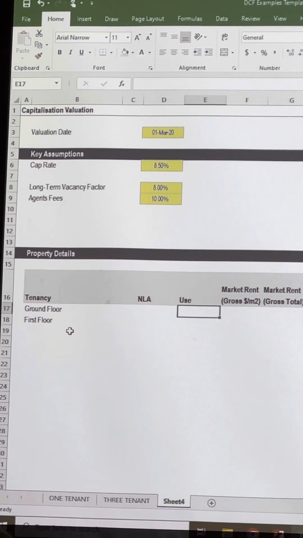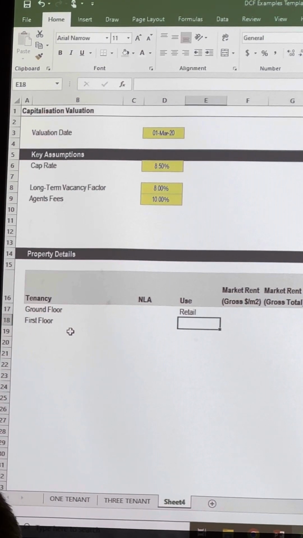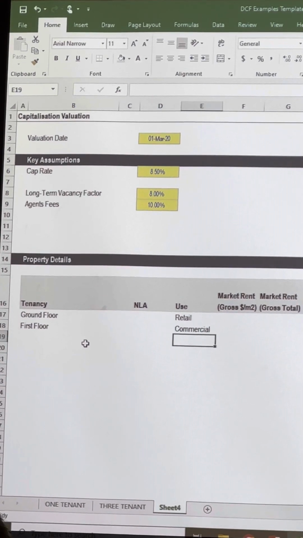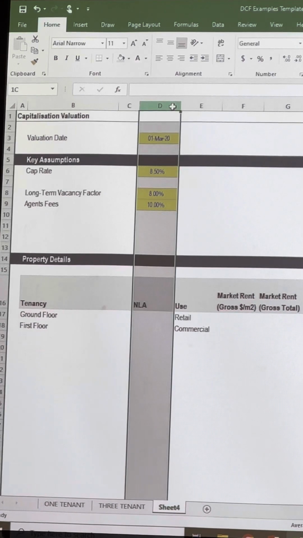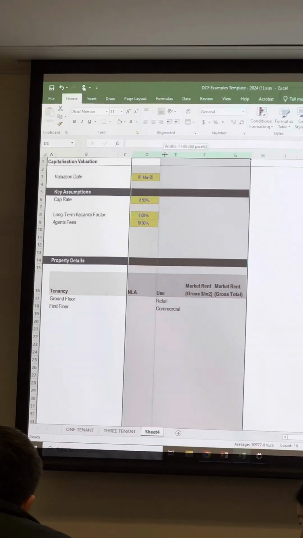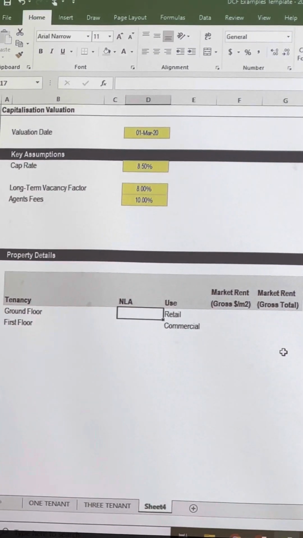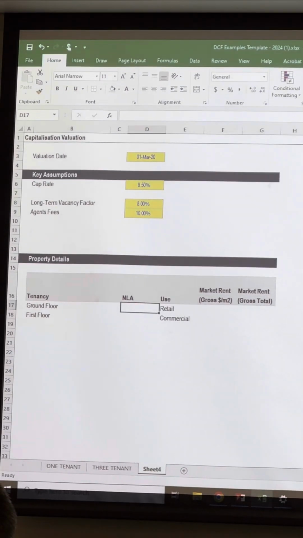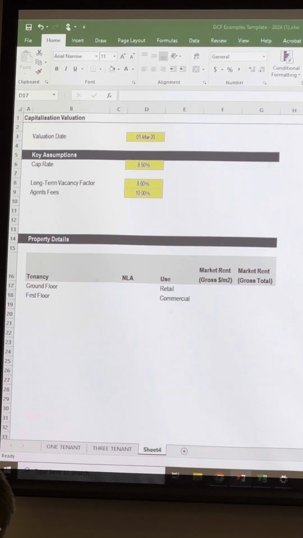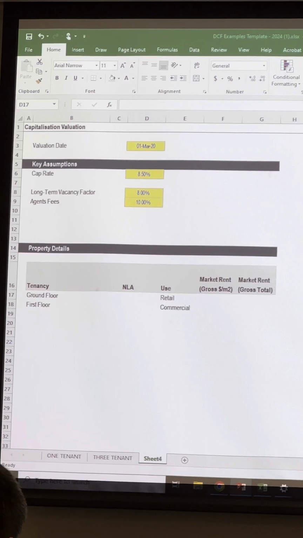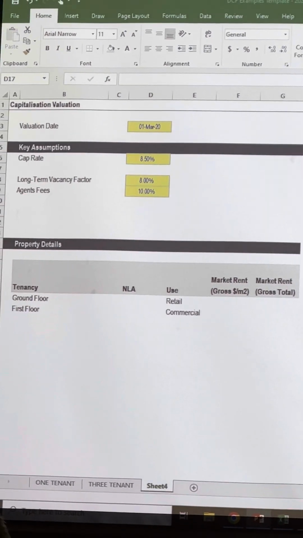So the ground floor was retail. The first floor was commercial, but it's vacant now, but it's still a commercial use. It says ground floor, first floor, commercial offices, and then offices. So it's still a commercial office use.